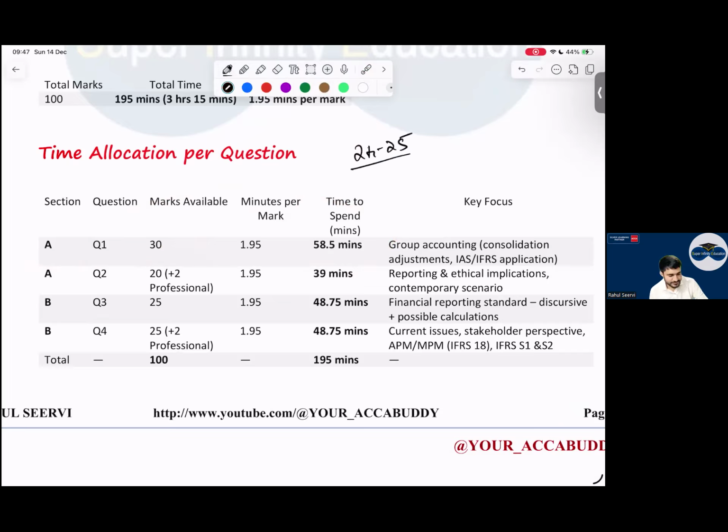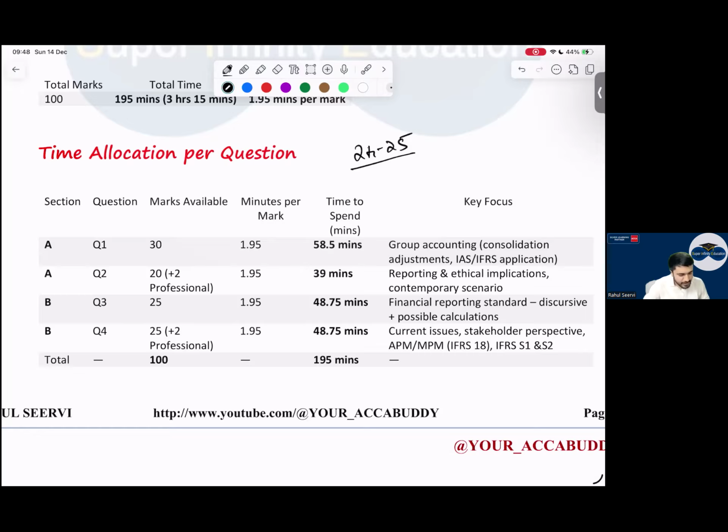What do you think? Arvind, Nirbhay, Rahul Mehta, good morning. What do you think? 20 marks. 20 marks? Okay. Rahul, what about you? 25 and above. 25.